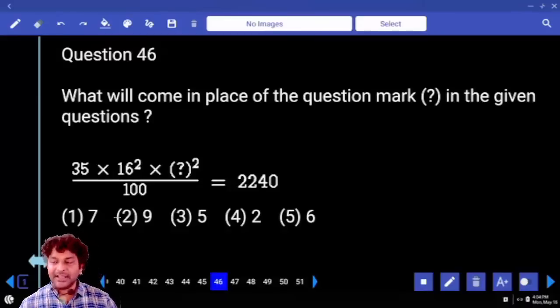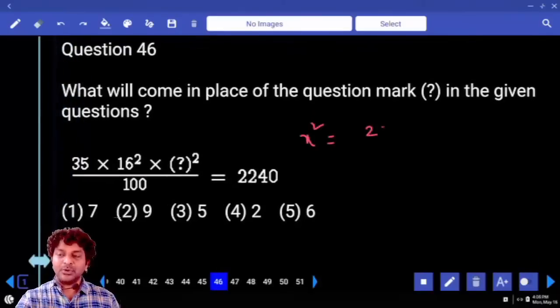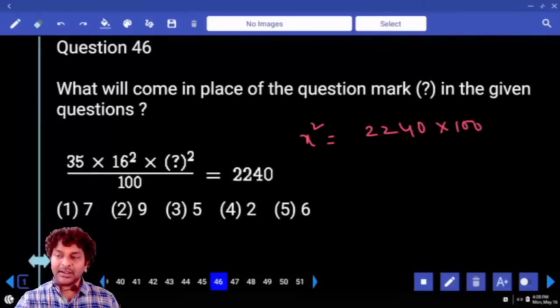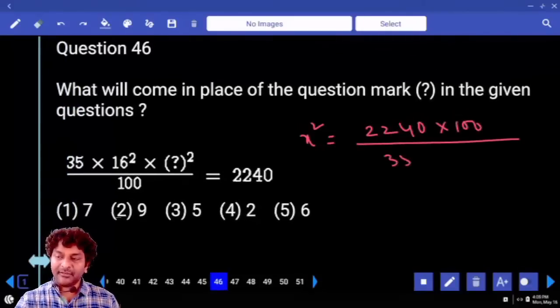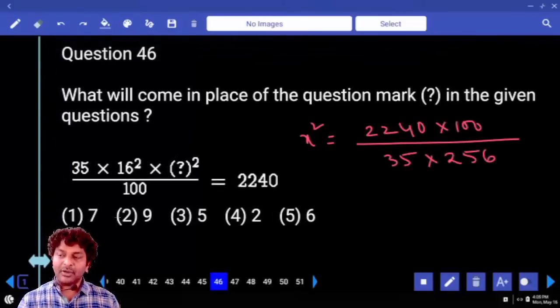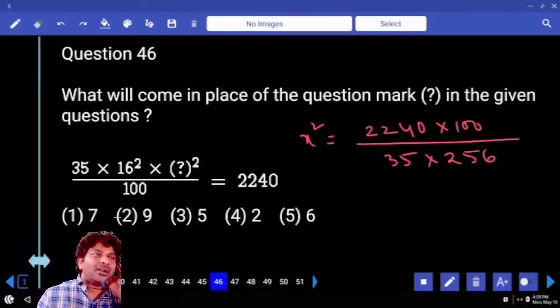So this we have to calculate. From this, x square is equal to 2240 into 100 by 35 into 16 square, 250. We have to go with cancellations and all? Yes or no? Will it take time or not?